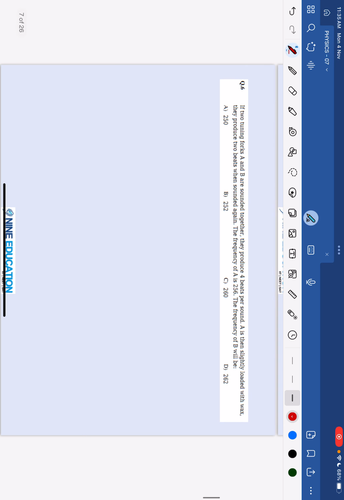Then I have the next question: if two tuning forks A and B sounded together produce 4 beats per second, A is then slightly loaded with wax. So basically there are 2 tuning forks. Let's call them A and B. They have given the frequency of A is 256 Hertz. Now they are saying they are producing 4 beats per second. So either it could be 260 or it could be 252.